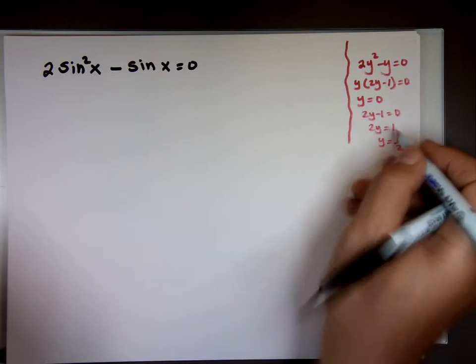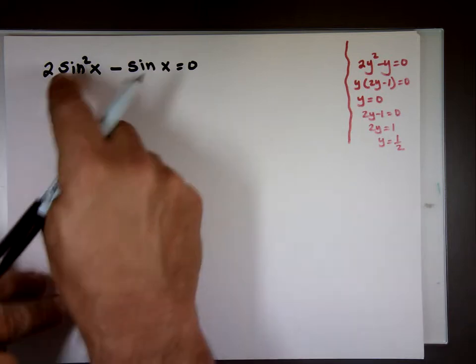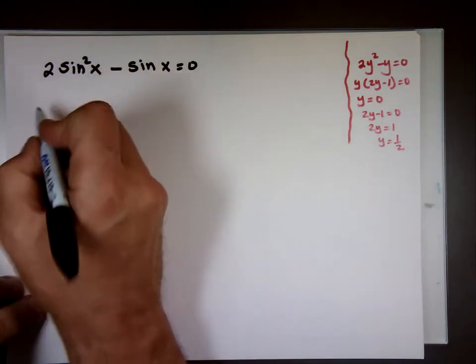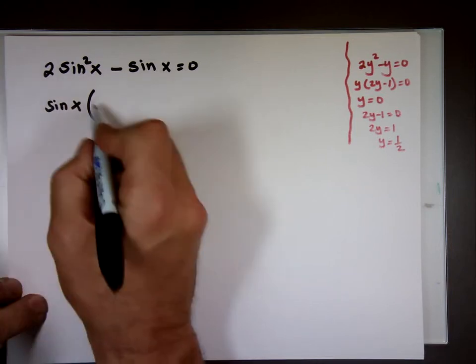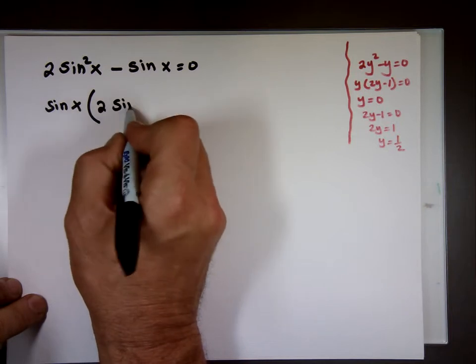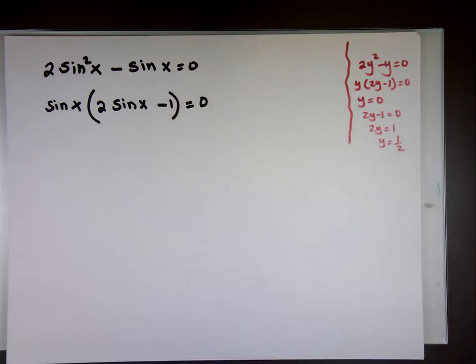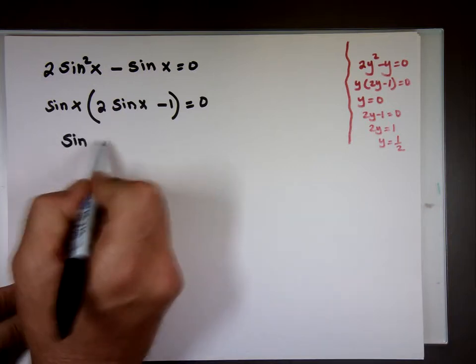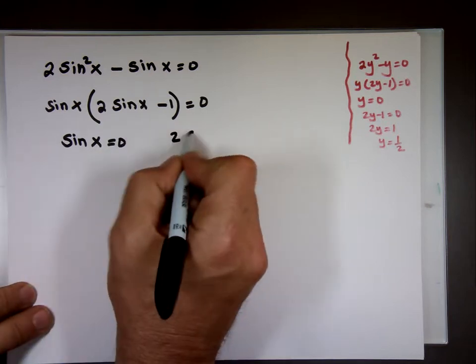Well, guess what? We are going to do the same thing right here. I'm going to take sine x out of both sides. What's left if you take sine x out? Sine x times 2 sine of x minus the 1. You're multiplying two things and your answer is 0. The only way your answer will be 0 when you're multiplying two things is if one of them is 0 or both are 0. So let's set one of them equal to 0, and let's set the other one equal to 0.